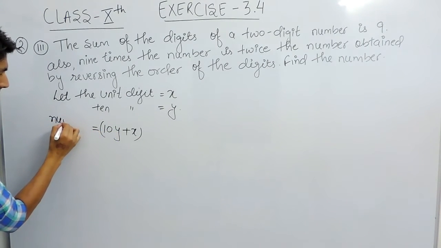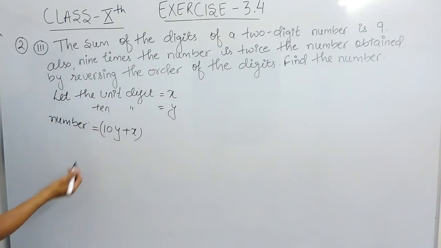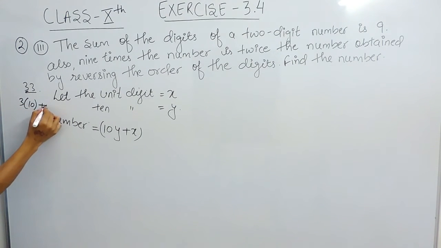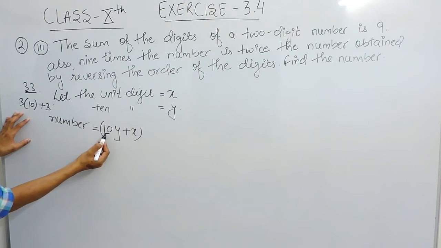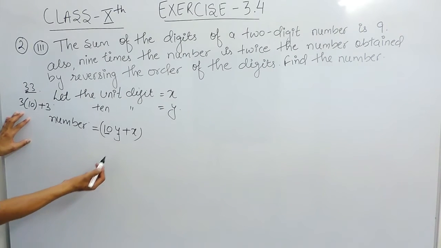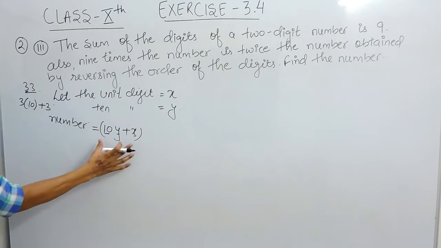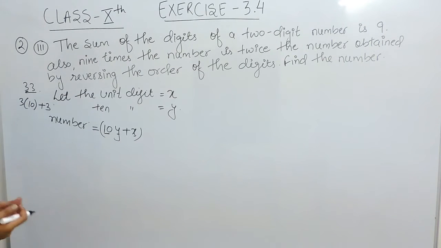This should be the number, because we know that if you talk about any number, let's say 33, if you want to form this number, what you have to do is multiply the 10th digit by 10, and after that add the unit digit. Similarly, I am multiplying 10 with the 10th digit and adding the unit digit to it, so that you would be able to find the number.